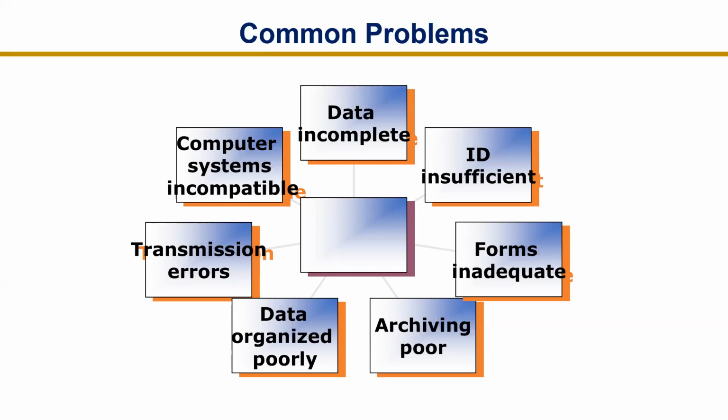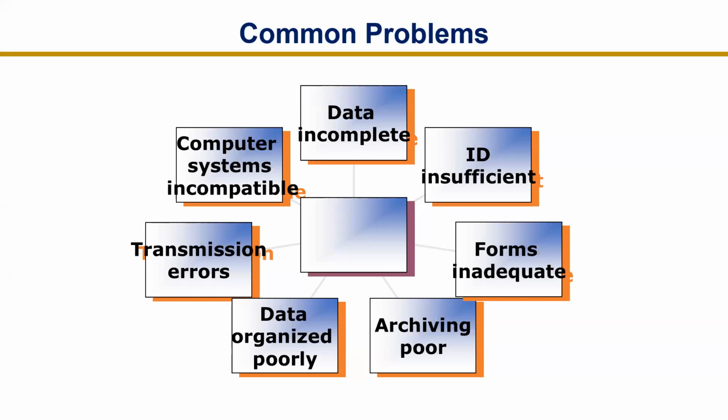And insufficient ID is another challenge, as are forms that are inadequate or not well designed, and archiving poorly, which defeats the purpose of the documentation or information management to begin with. The whole process of documenting or managing the information is because there is an intention that you may use it in the future. And therefore, archiving or storing the information poorly defeats the purpose.